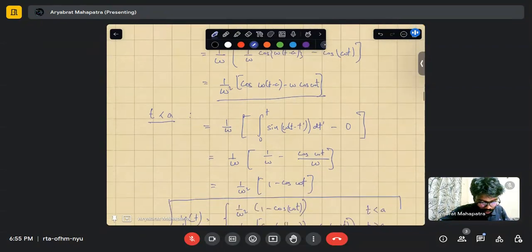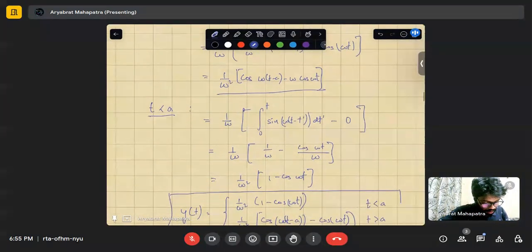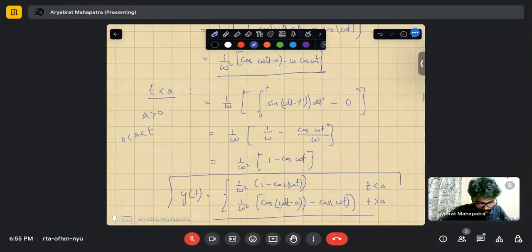Then you pick another limit, for t less than a. So for t less than a, again, the first term will survive, because a is greater than 0. So that is basically this case, or not this.